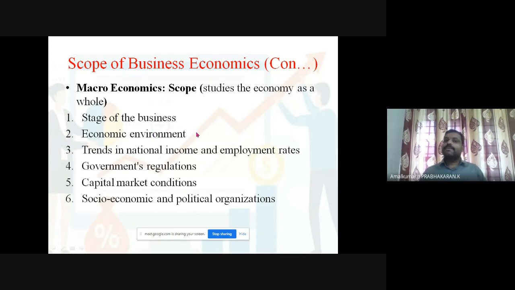So these are the scope of business economics. There are two different scopes. Micro level scope and macro level scope. In case of macro level economics, we study the economy as a whole. But in case of micro level economics, we study the individual economic group, for example, a company or a corporate. In case of macroeconomics, we study the whole economy. For example, we study the Indian economy, Indian economic situation, Indian net national income, or NNP or NNI or GDP, etc. We calculate this based on the macroeconomic theories.